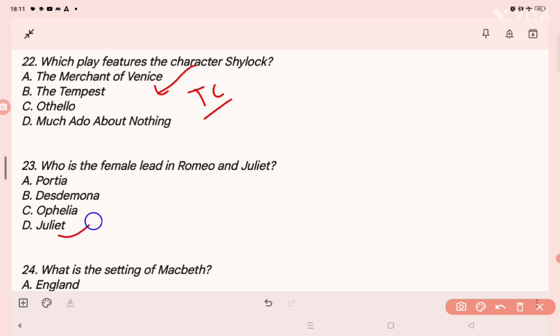Option D, obviously Juliet. Juliet is the female lead in Romeo and Juliet, one of Shakespeare's most famous romantic tragedies.